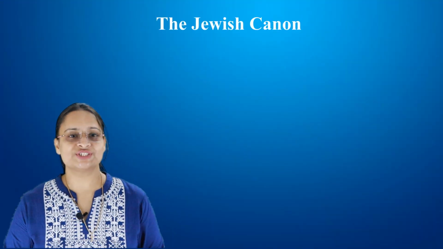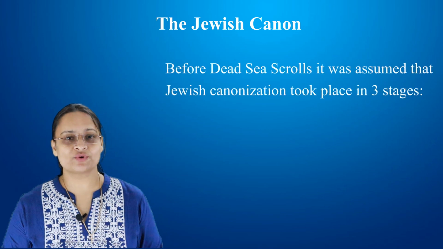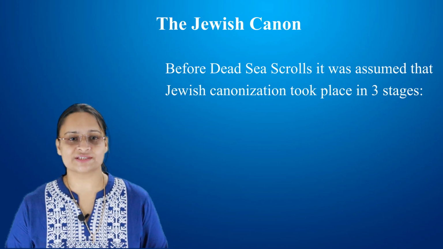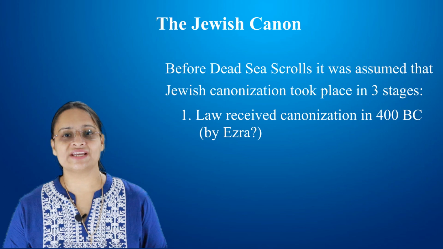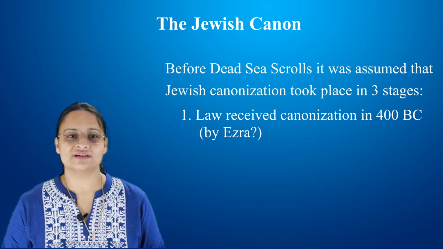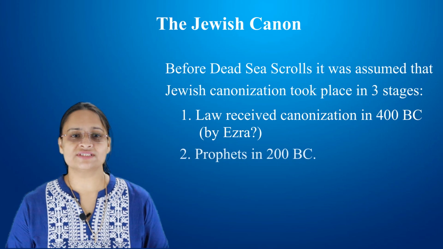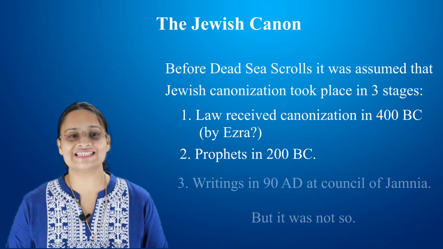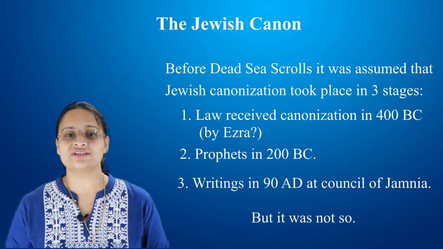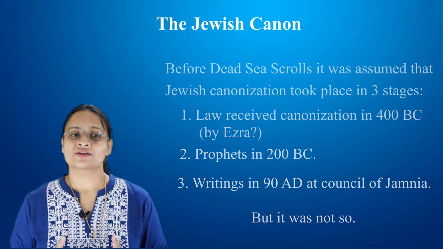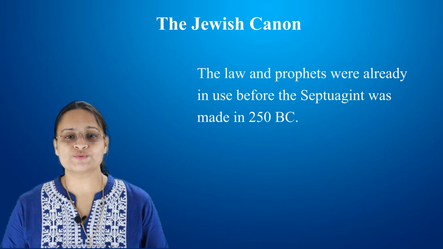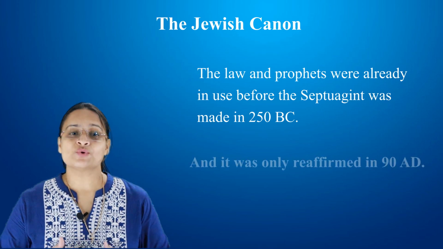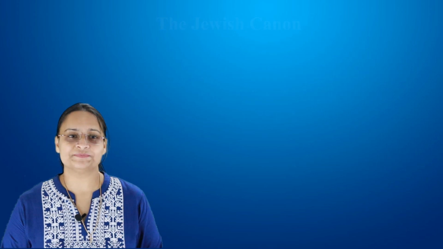Let us take a look at the Jewish canon now. Before the Dead Sea Scrolls, it was assumed that the Jewish canonization took place in three stages. Law received its canonization in 400 BC, probably by Ezra. The second stage was the acceptance of the prophets in 200 BC. The third was the writings in 90 AD at the Council of Jamnia. But it was not so. The law and the prophets were already in use before the Septuagint was made in 250 BC, and it was only reaffirmed in 90 AD.